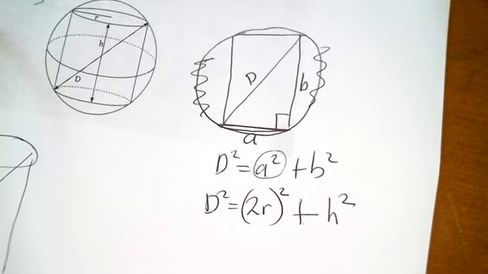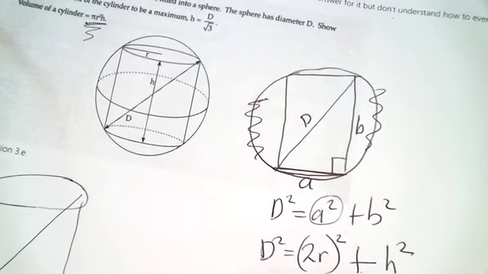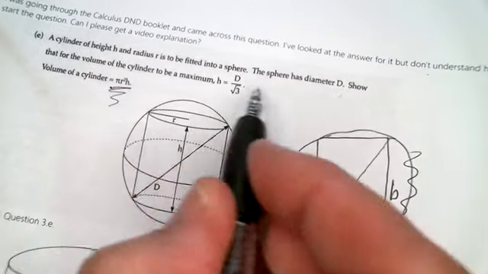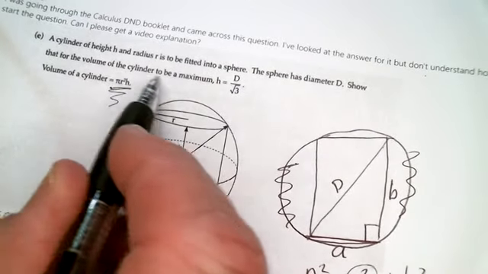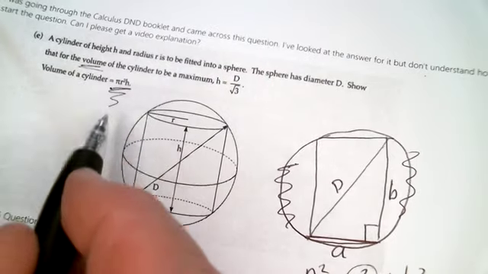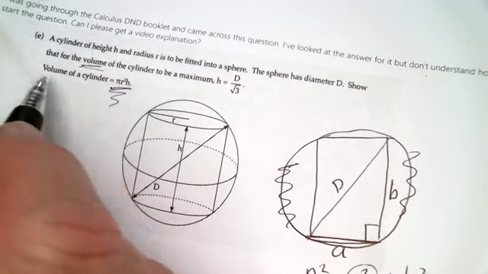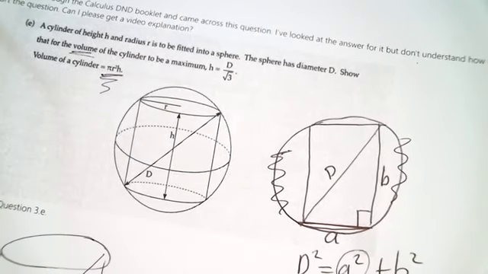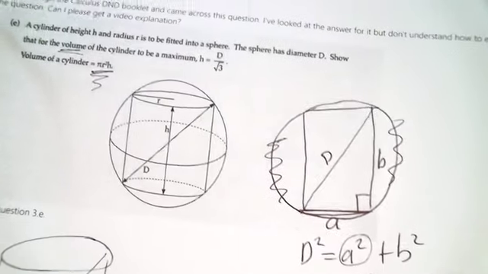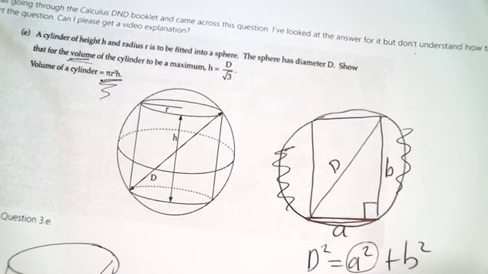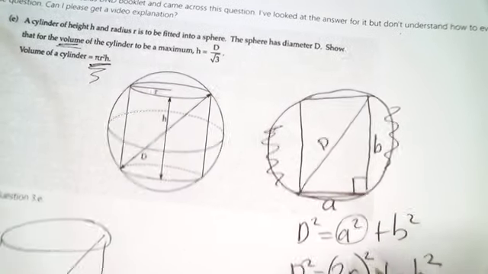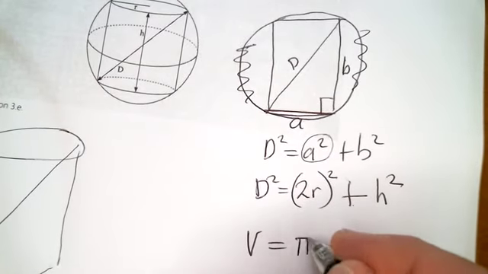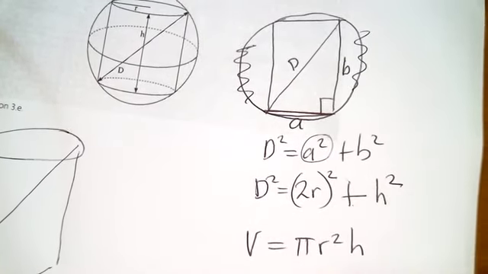Now, let's go and have a look at the equation we've got. Notice that it says show that the volume of the cylinder is to be a minimum. So it's the volume that's changing. If we're going to have a volume equation, we're going to differentiate with respect to volume, because it's the volume that's going to be changing. So I'm going to try and insert this into volume. Well, we know that volume is pi r squared h.